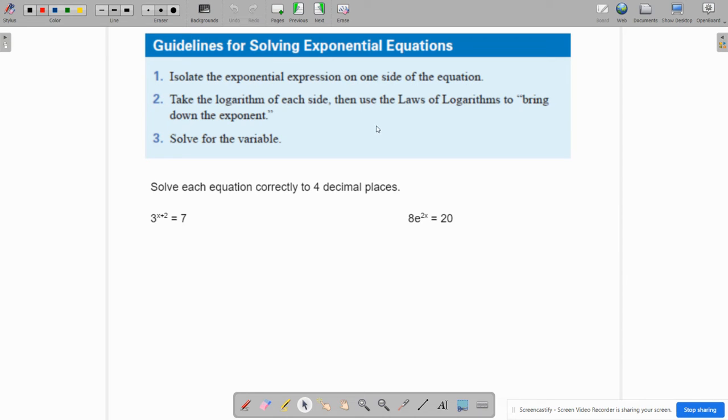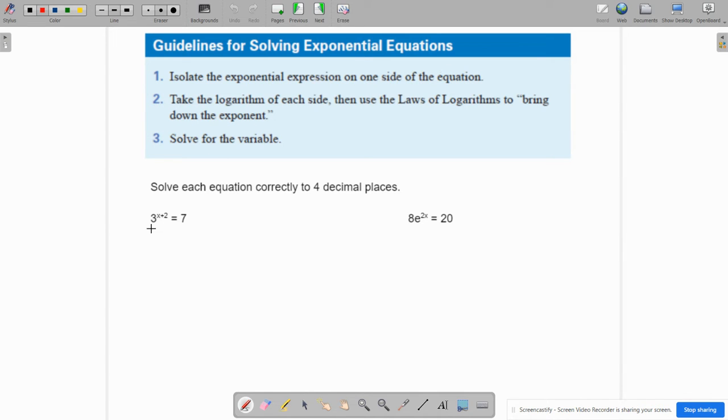This tutorial is going to talk about solving exponential equations. So these are equations where the variable that you are essentially trying to solve for is in the exponent of the equation. So the steps are outlined right here. The first thing that we want to do is isolate the exponential expression on one side of the equation.